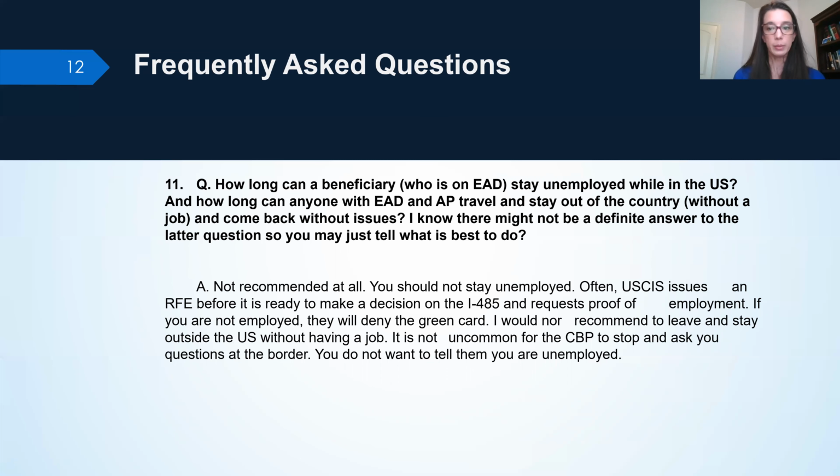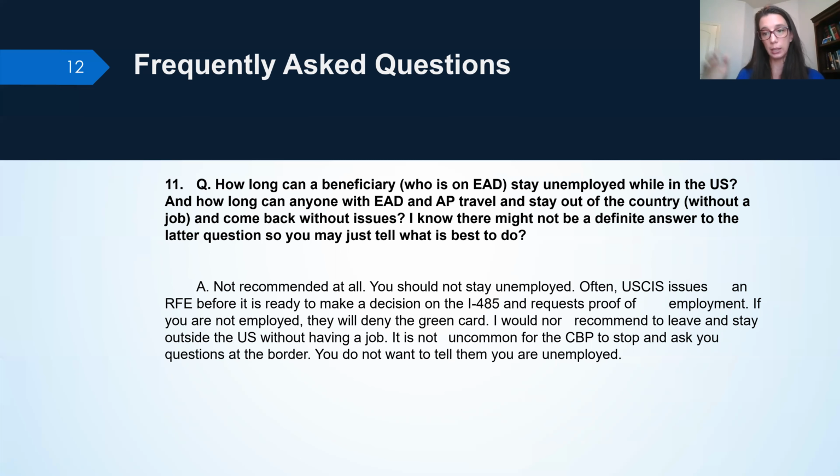And usually what happens is, if the economy is not doing well and people are getting laid off, USCIS is very attuned to that. So the assumption is that if the economy is tanking, people are getting laid off, so how are you, on an EAD or H-1B, keeping employed and keeping the job? So that's something to keep in mind.